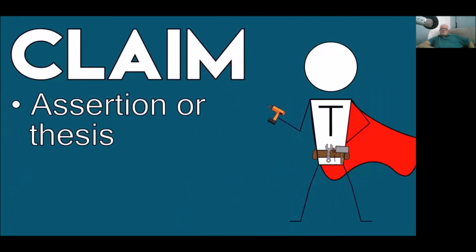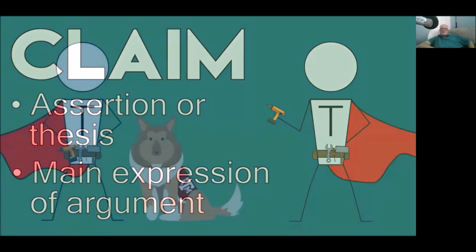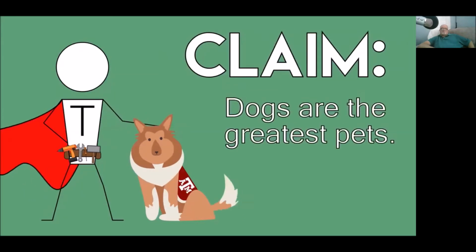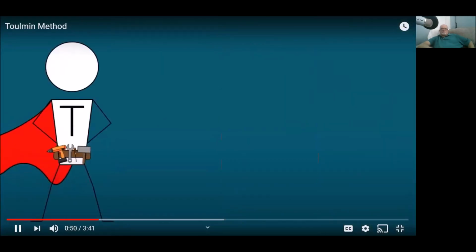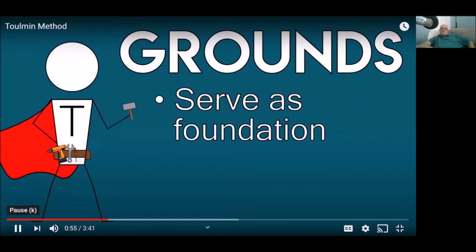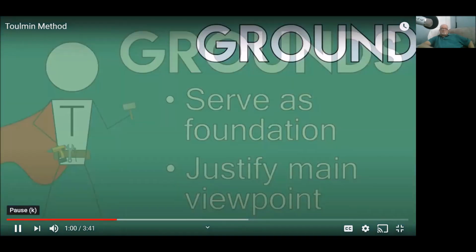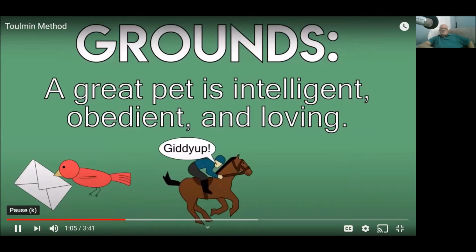This is the assertion or thesis that the writer proposes, serving as the main expression of the argument. An example of a claim would be, "Dogs are the greatest pets." While the justification is not yet included, you can clearly see the writer's viewpoint that will direct the argument. To grant this argument some validity, the Toolman will use his next tool, the grounds, which serve as the argument's foundation, justifying the main viewpoint of the argument. For example, a great pet is intelligent, obedient, and loving.